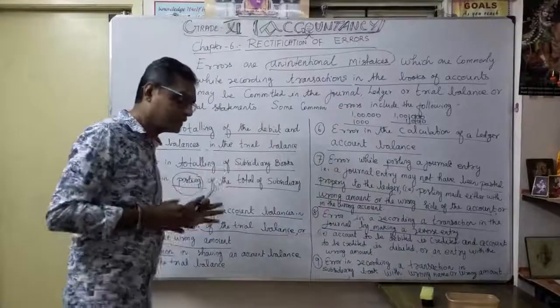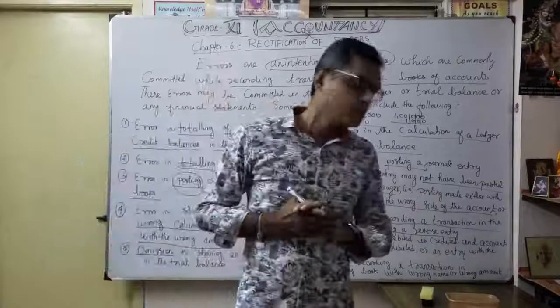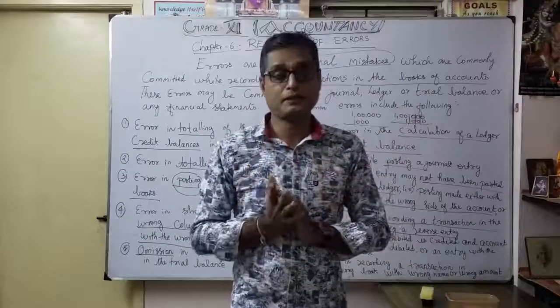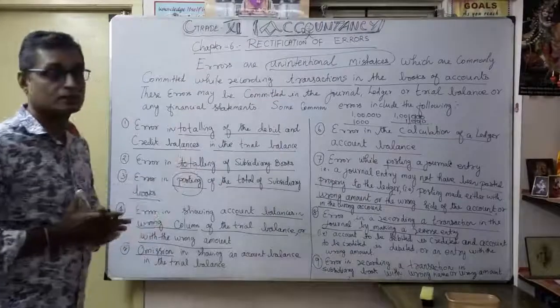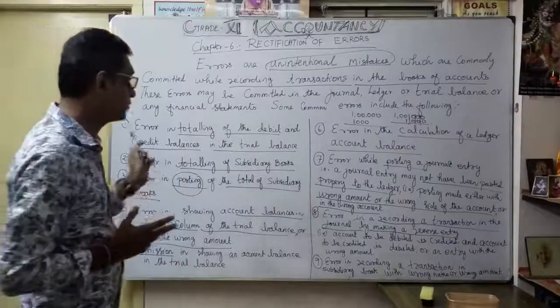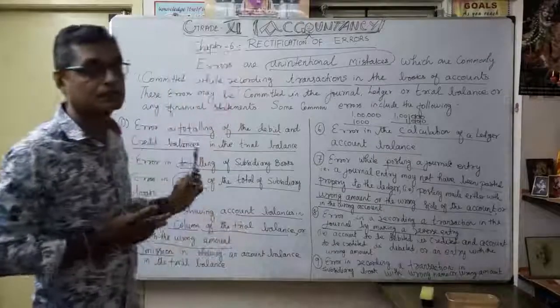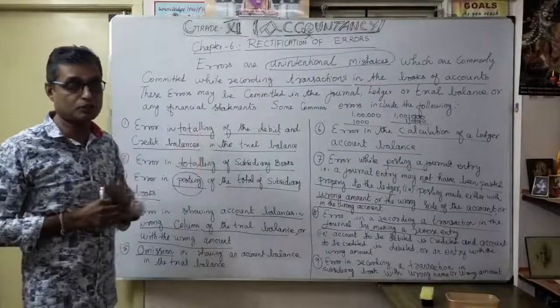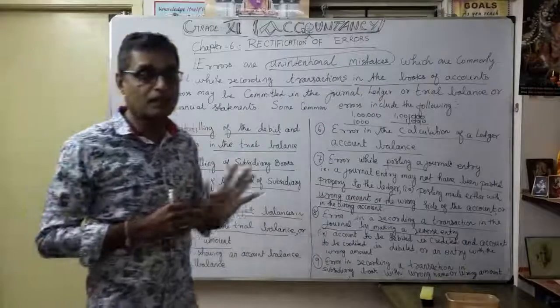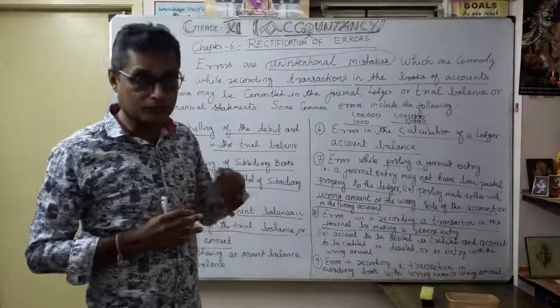Now we are going to see the classification of rectification. We are going to discuss it now. First we have to understand the 9 possibilities of errors occurring in different situations, as in a subsidiary book, or at the time of journal entry, or in preparation of the ledger, or posting.